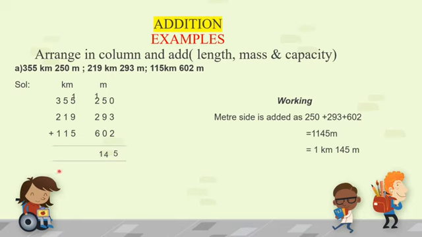Now we will add the kilometer side. 9, 10 plus 5, 15 plus 5, 20. Shift 2, 5, 6, 7, 8, 9. And then we will add 3 plus 2, 5 plus 1 is 6. So after having completed the addition, you have to write a statement which says, therefore the sum is 690 kilometers and 145 meters.